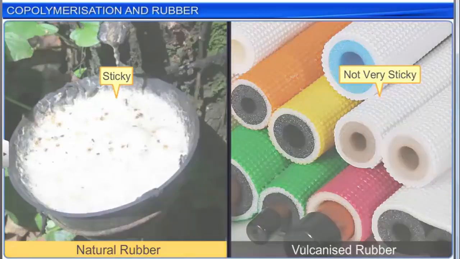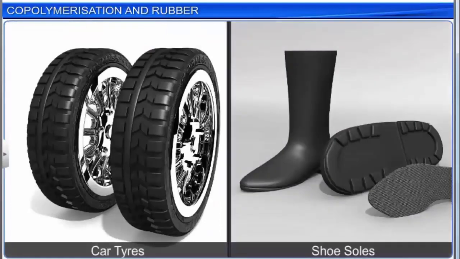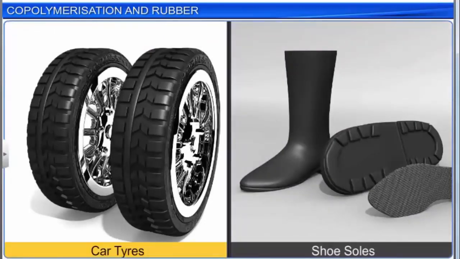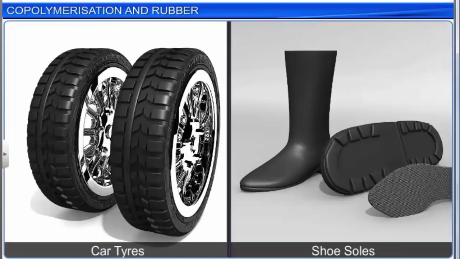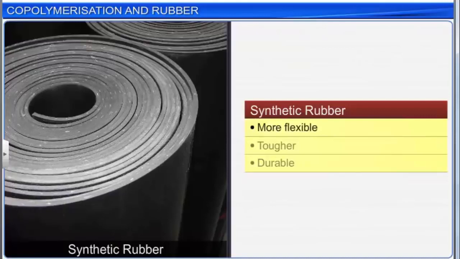Vulcanized rubber has high tensile strength and is usable over a wide temperature range. It is also resistant to abrasion. Vulcanized rubber has many uses. Perhaps its best known uses are car tires and shoe soles. Synthetic rubbers have also been developed. These are more flexible, tougher and durable than natural rubber.